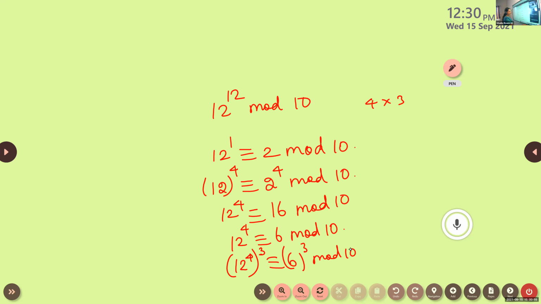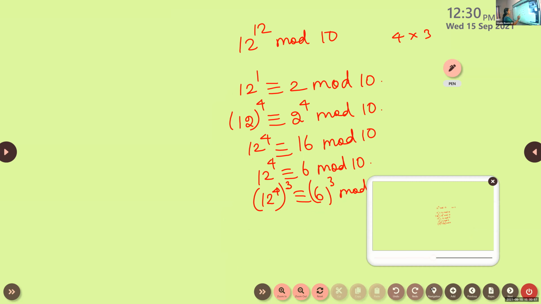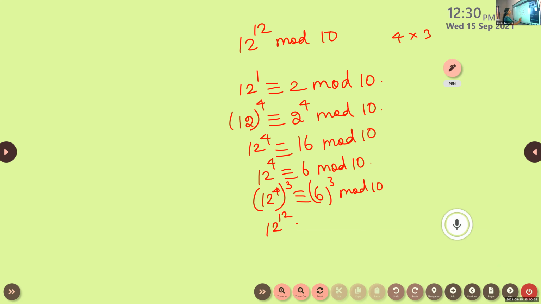So we'll get 12 raised to 12 is congruent to 6 cube. What is 6 cube? It is 216 mod 10, isn't it? 216 mod 10. Now 216, if you divide it by 10, we will get 6. When you divide it by 10, the remainder is 6.